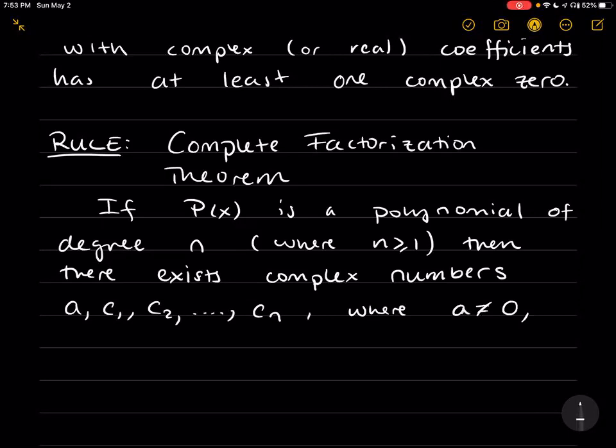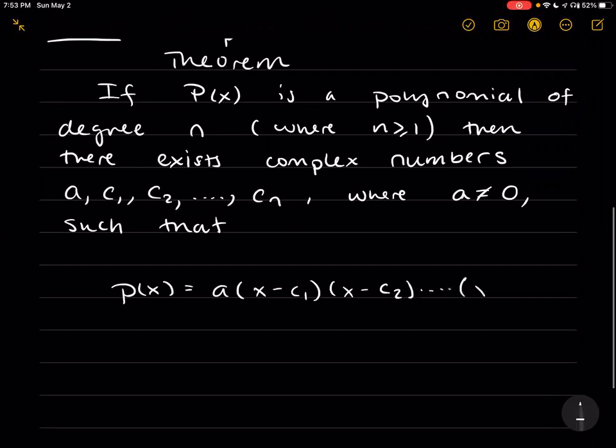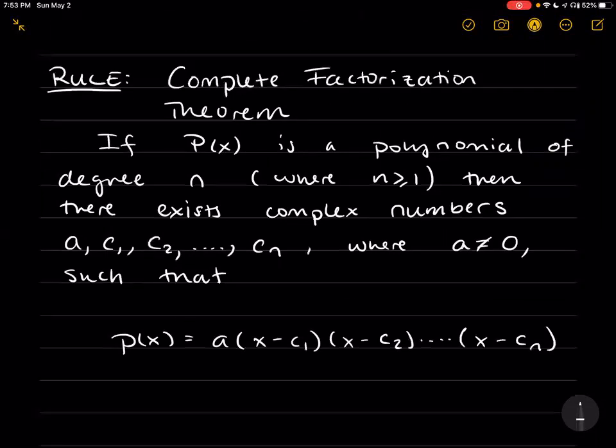So you can find these numbers A, C1, C2, all the way to Cn, such that we can write P of X as equal to A times X minus C1, X minus C2, all the way down to X minus C sub n. So C1, C2 through C sub n here, these are supposed to be the roots, the zeros of our polynomial P of X. And so what this theorem is saying is that we can take any polynomial and we can write it as a bunch of linear factors. We can completely factorize it, right?